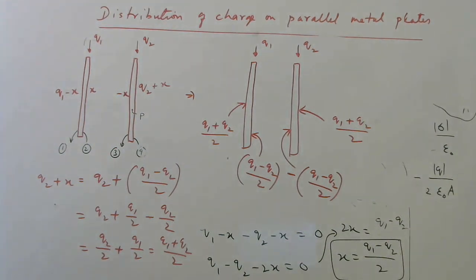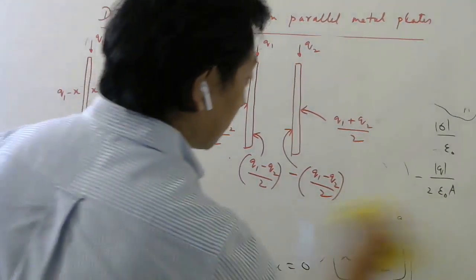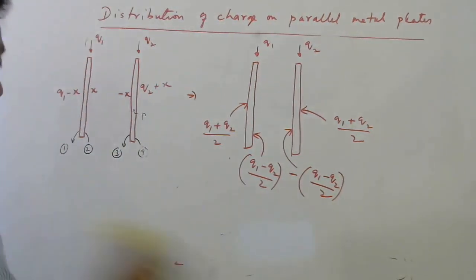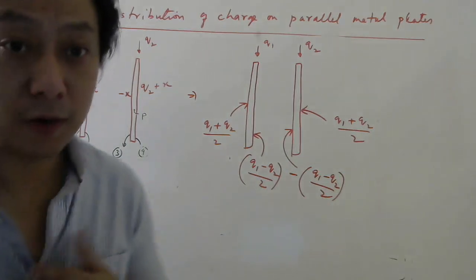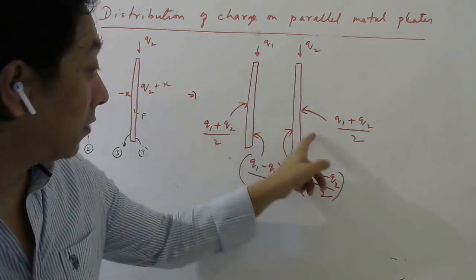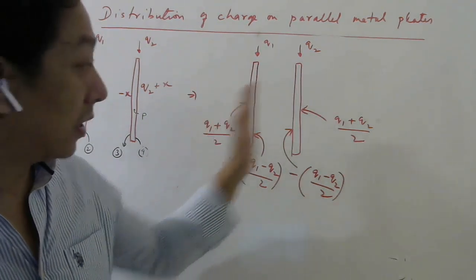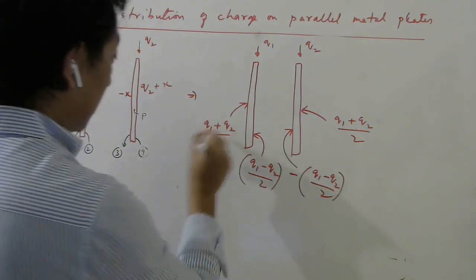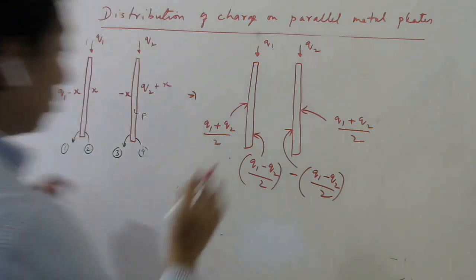So this is something very, very important. Try to remember it, students. Okay. So what you need to remember is this. Inner faces of the parallel plates will always have equal and opposite charge. And the outer faces, the outer face of the first plate and the outer face of the last plate, will always have total charge divided by 2. That is always true. So try to remember this.